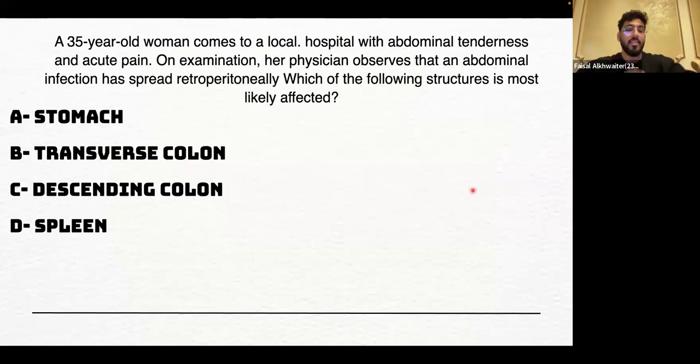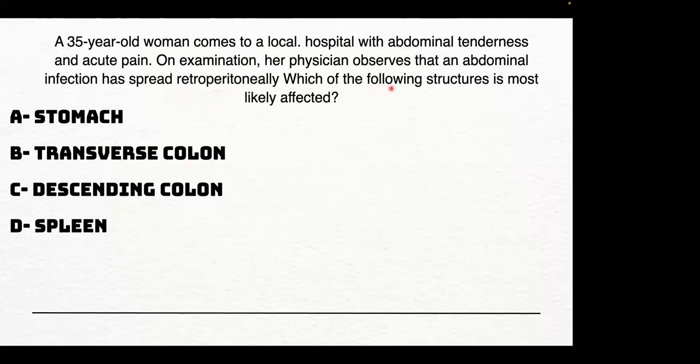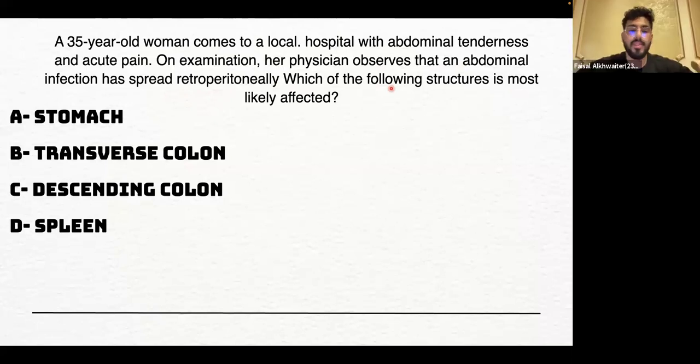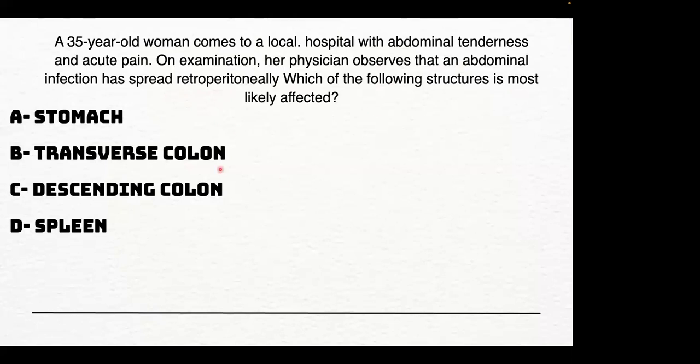A 35-year-old woman comes to a local hospital with abdominal tenderness and acute pain. On examination, her physician observes that an abdominal infection has spread retroperitoneally. This one would be C. Why is it not the transverse colon? Because the transverse colon is intraperitoneal. It has the transverse mesocolon that wraps around it, so we consider it an intraperitoneal structure.